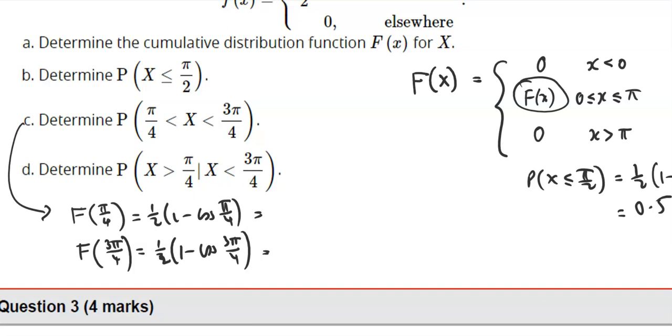So cos of pi on 4. Okay, here's a test. What's the cos of pi on 4? You don't have to do it off the top of your head, but how would you work it out without a calculator? Cos of pi on 4.